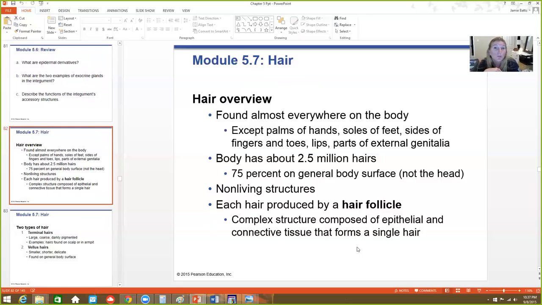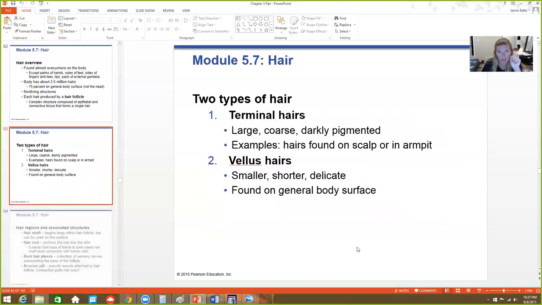Overall, your body has 2.5 million hairs. That's a good question for Jeopardy. 75% of the body is covered by hair, not just on the head. So it's all over, right? It's a non-living structure, so it's not made of cells. It's produced by a living group of cells called a hair follicle. It's very complex, made of epithelial and connective tissues. All that structure of the hair follicle forms one single hair.